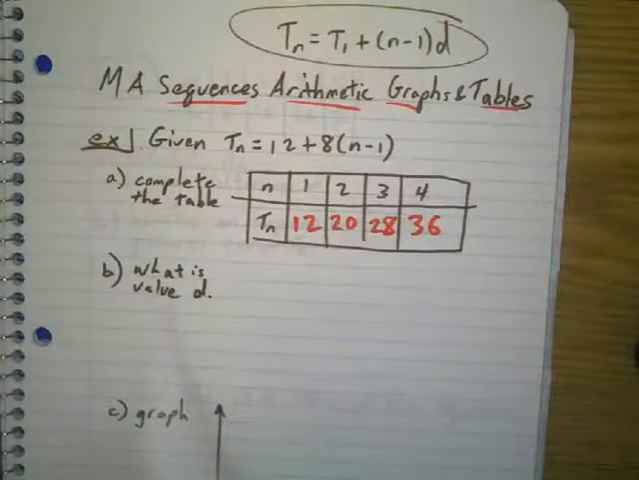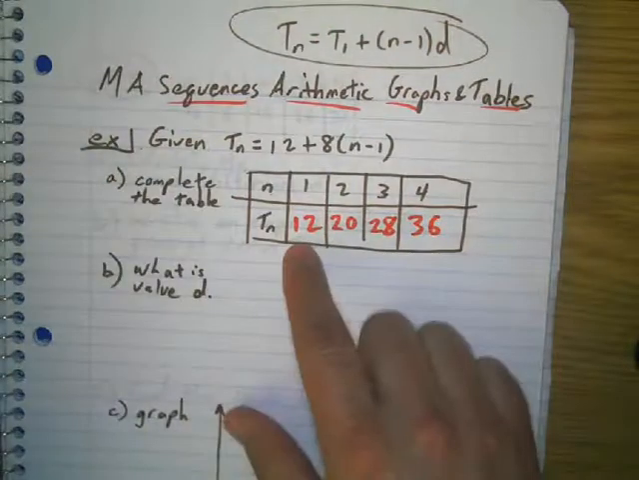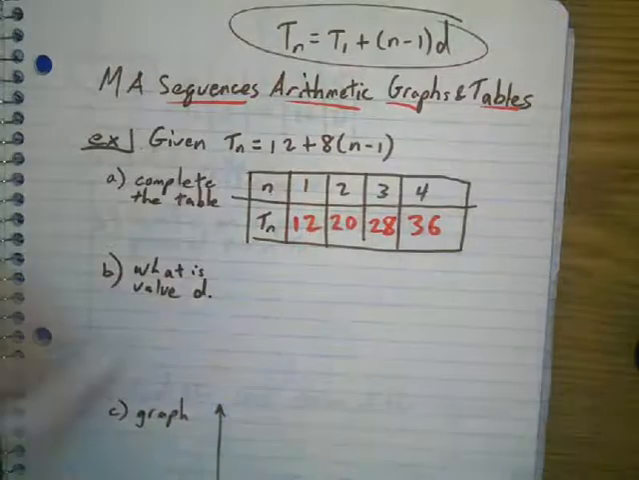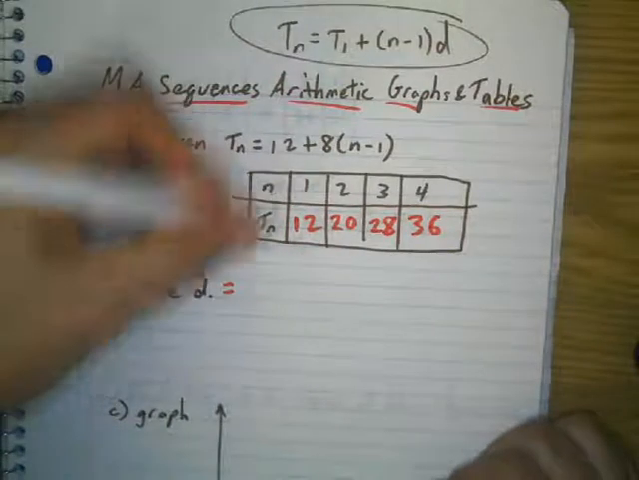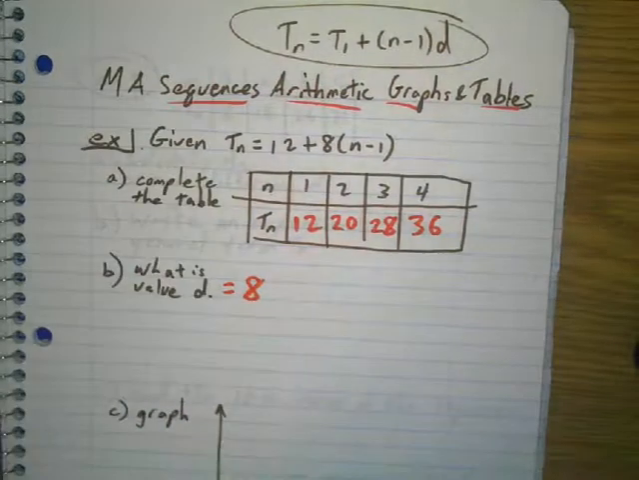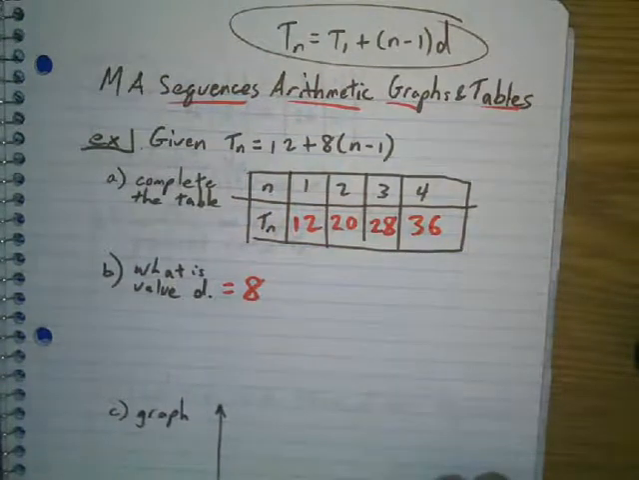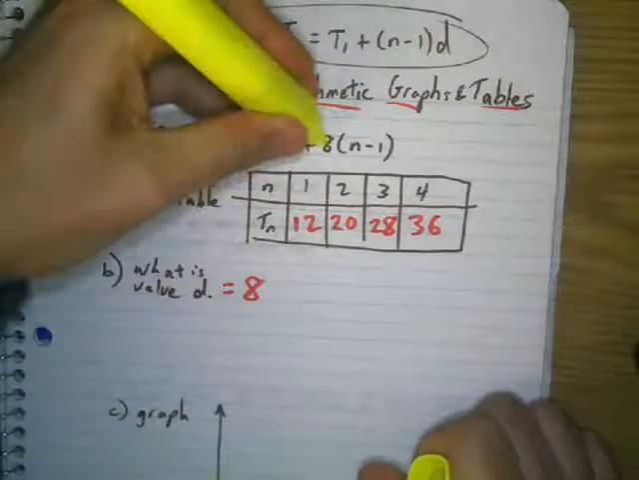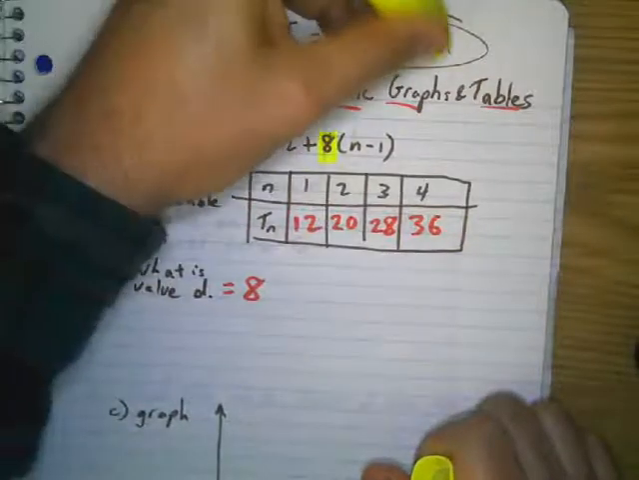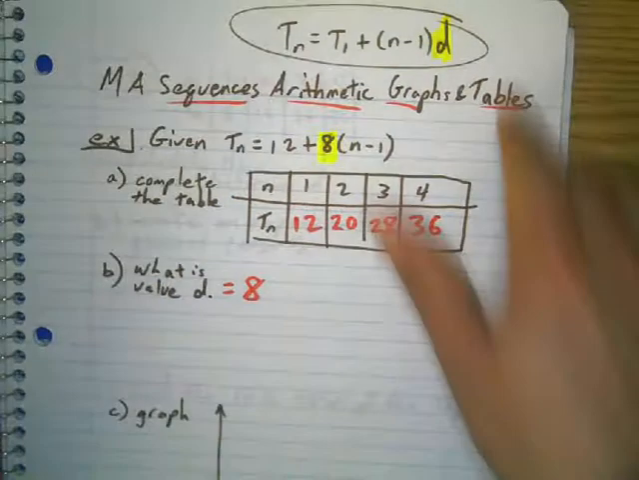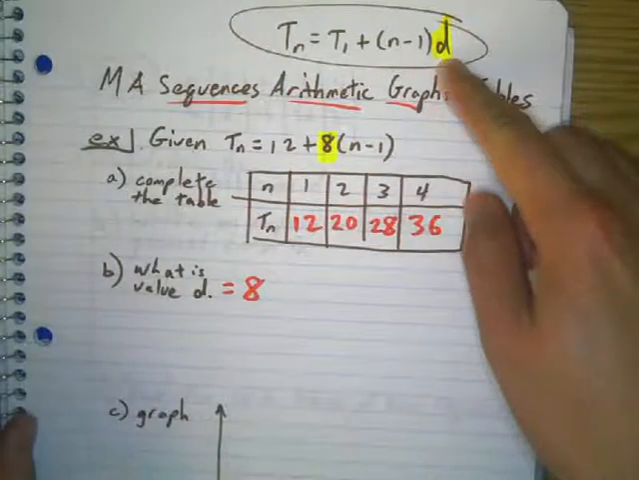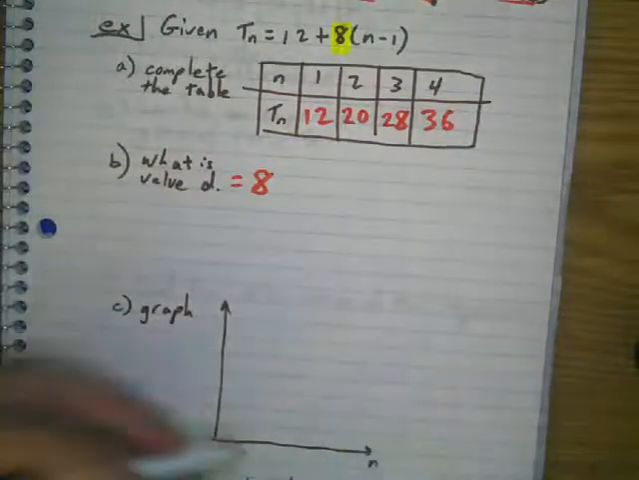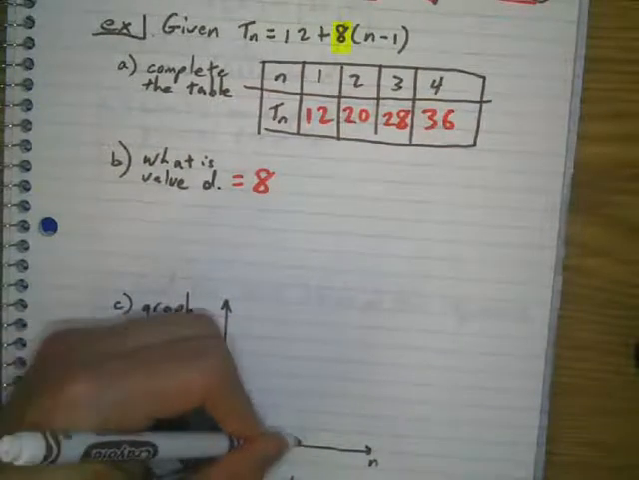Okay, so what is the value of d? The value of d is the amount it's increasing, and it's also this number here, so the value of d is equal to 8. And you can see in this equation, this matches up with this on our equation, and this is going to be in your formula packet. Okay, so if we graph this, basically as we go up 1, 2, 3, 4.